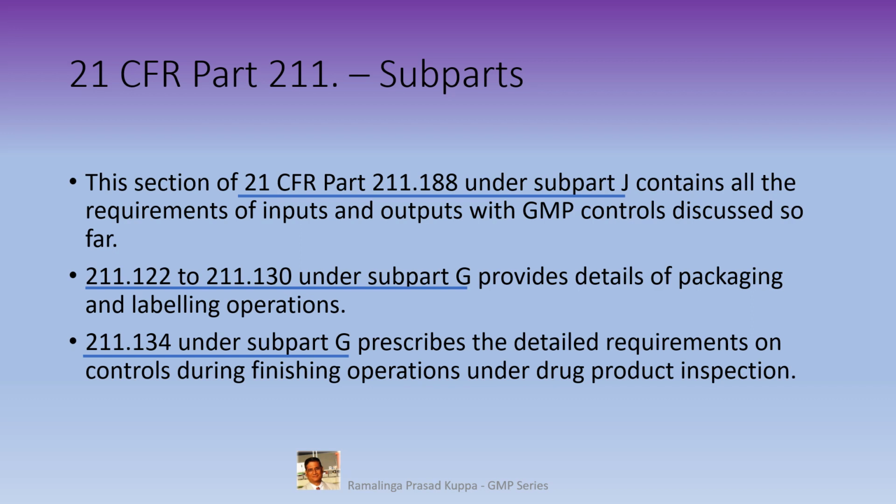Section 211.134 under Subpart G prescribes the detailed requirements on controls during finishing operations under drug product inspection. Read these sections carefully. Try to understand the content and the intent of each section.